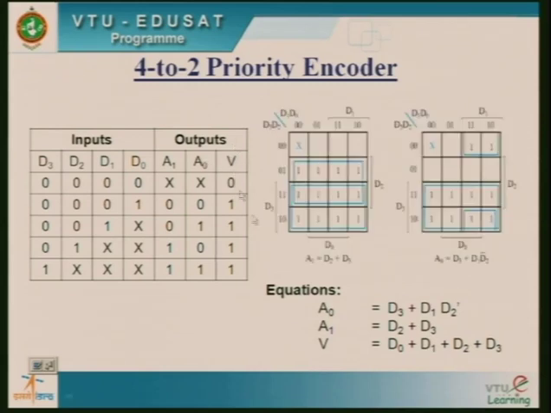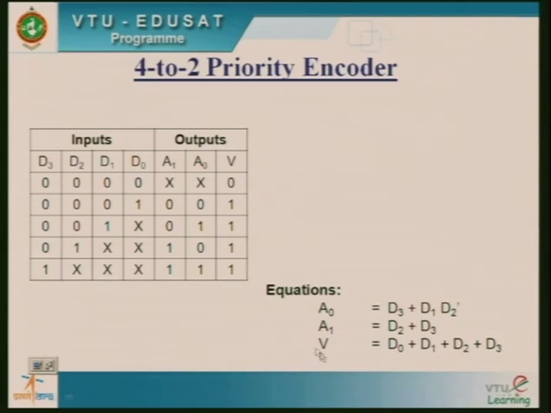So once you can see, if I fill similarly, I will get the equation of V, whenever it is logic high, it is D0 plus D1 plus D2 plus D3. Since all 4 lines are high, I have used this equation. So finally we have got 3 equations, A0, A1 and V.